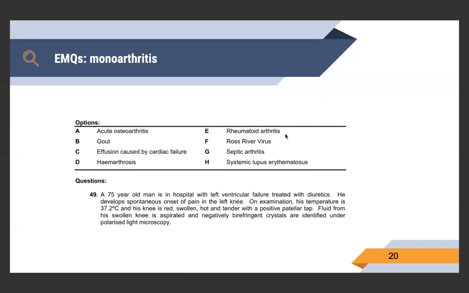So yeah, this is really obvious, I think, because there's all the buzzwords. He's on diuretics, a risk factor for gout. He's had a sudden acute painful knee. He's not febrile, which is okay, but it's red, swollen. And obviously there are those crystals in that pattern that we talked about. So it's obviously gout there. It'll get harder, don't worry.